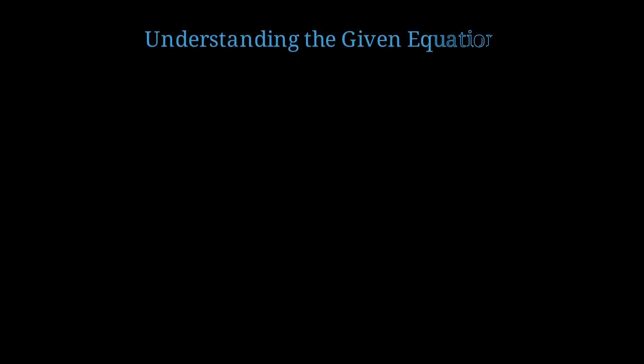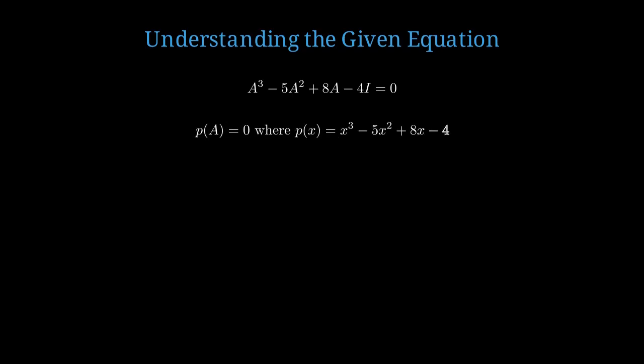First, let's understand what this matrix equation tells us. This equation shows that matrix A satisfies a cubic polynomial equation. We can write this as P of A equals 0, where P of x is the polynomial x cubed minus 5x squared plus 8x minus 4. This means the polynomial annihilates matrix A, so it's an annihilating polynomial.